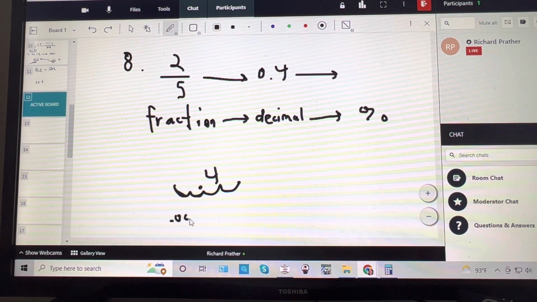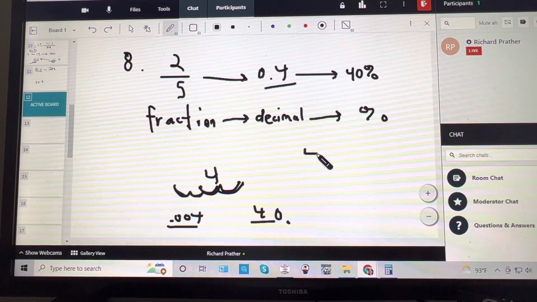This would be 0.04 if you went 2 to the left. If you go 2 to the right, you would get 40. This is 0.4. If I put 0.004, that's smaller, but if I put 40, that's bigger. So 0.4 is 40%.